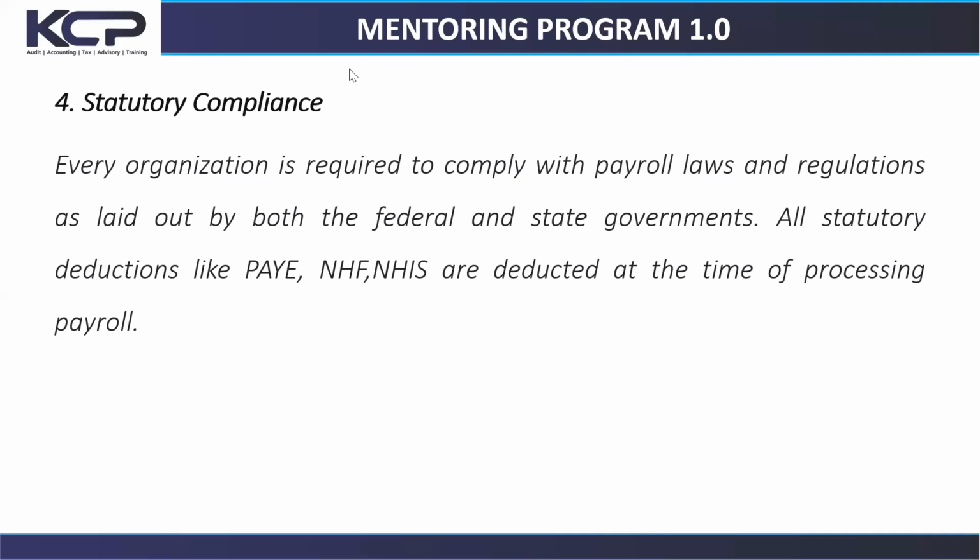So the 10th day of the month following the month of payment of salary is taken as the PAYE latest payment day, right? The one for pension is still in the same way, the 7th day following the month of payment of salary. But the NHF is the 30th day following the month of payment of salaries. For further information about this, you need to confirm from the NHF Act.